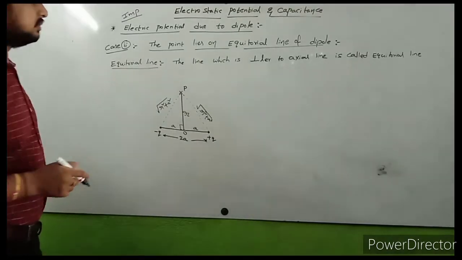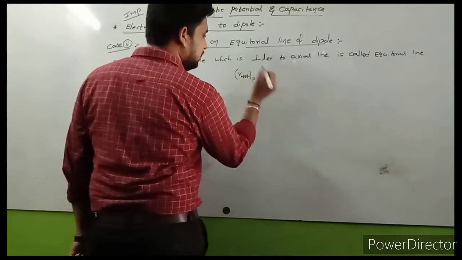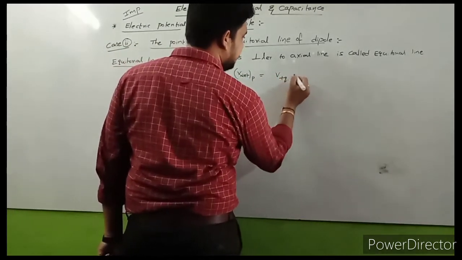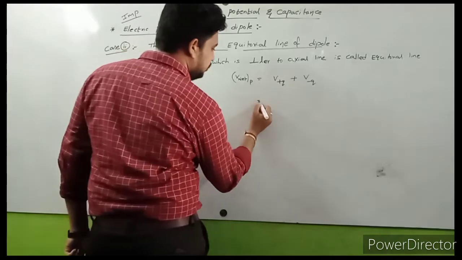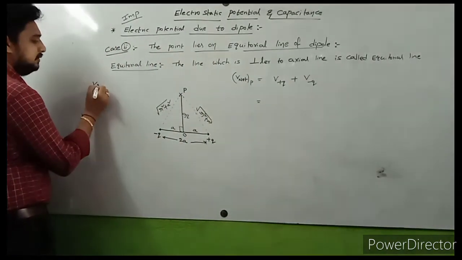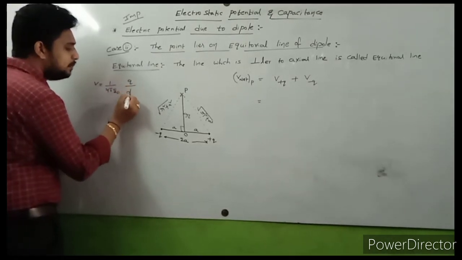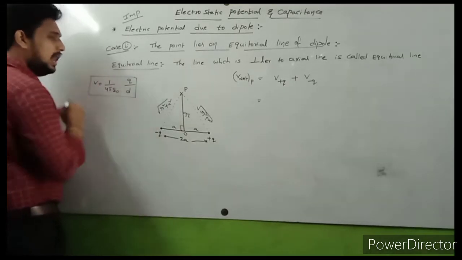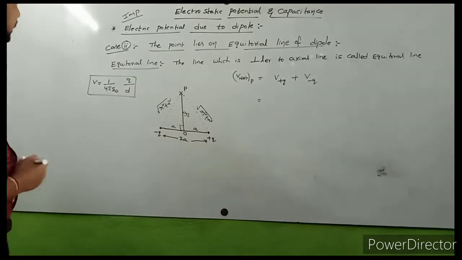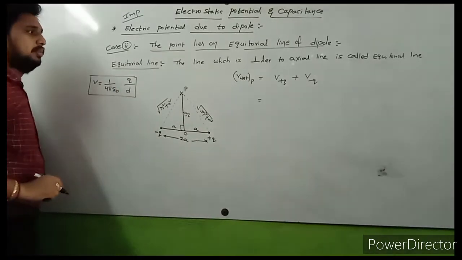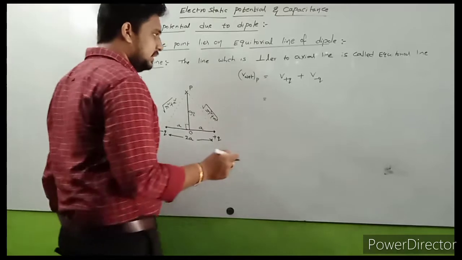Okay. Observe carefully here. We need to find the net potential at point P, which is equal to the potential due to plus q charge plus the potential due to minus q charge. Potential due to plus q charge, you know already. The potential formula is V equals 1 by 4 pi epsilon naught into Q by D. Electric potential is a scalar quantity. That formula is 1 by 4 pi epsilon naught into Q by D.